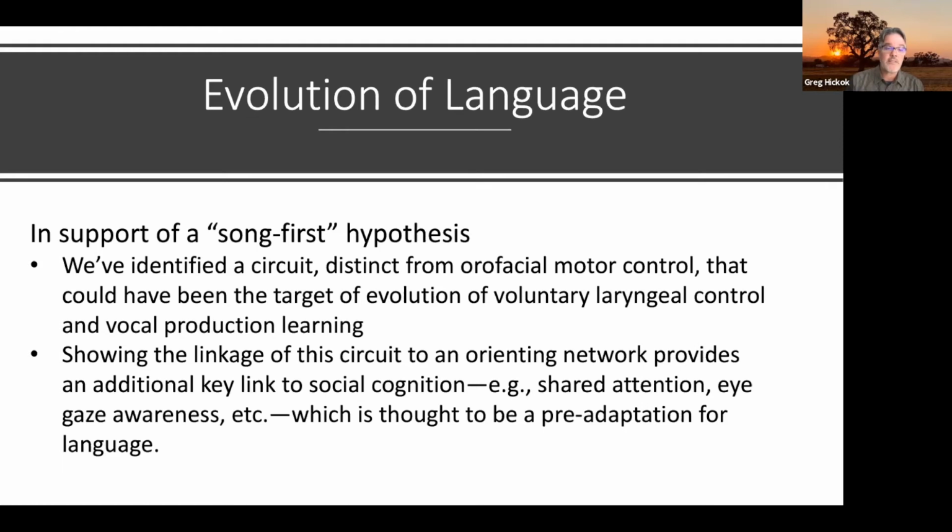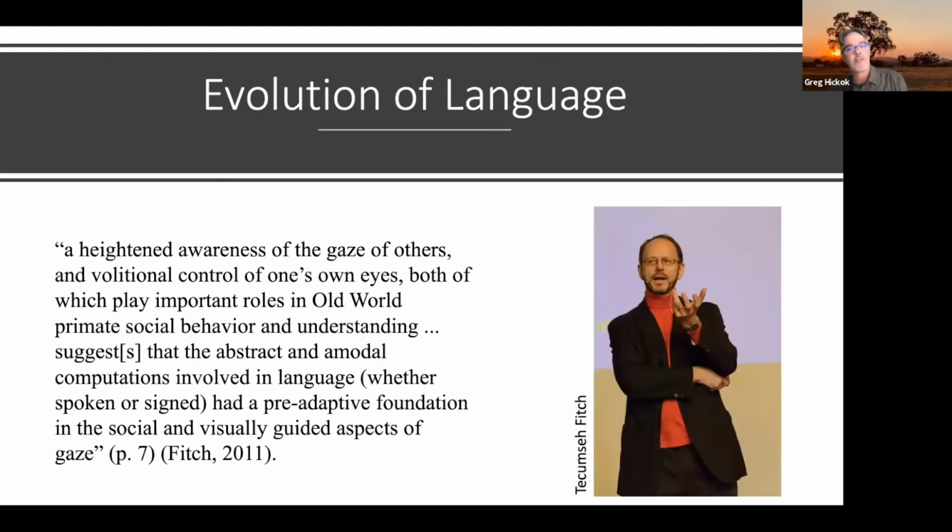Furthermore, we have suggested a linkage of this circuit to orienting networks, and that linkage links an additional domain, which is social cognition. So think shared attention, eye gaze awareness, and so on, which is thought to be a pre-adaptation for language. And think about eye gaze control: it involves these orienting responses. It's part of a social cognition system, and it's all linking up with this pitch-related control system. So Fitch has made this case explicitly, so this is nothing new that I'm saying here.